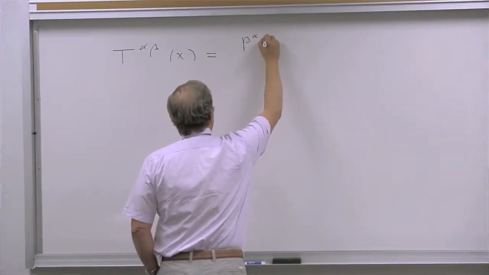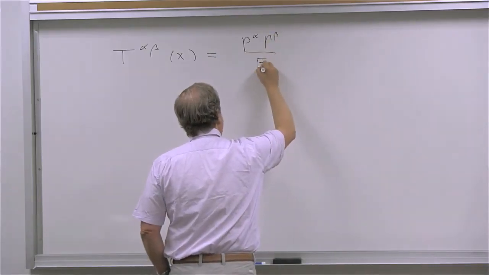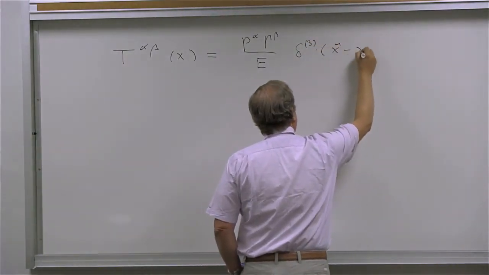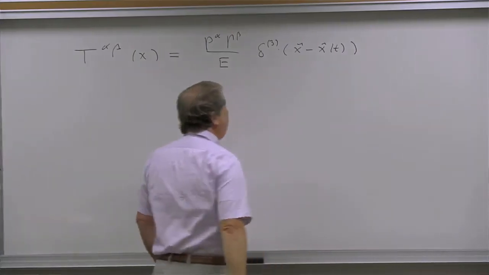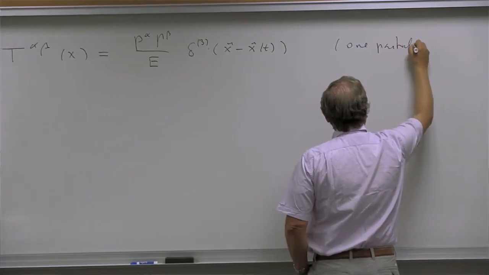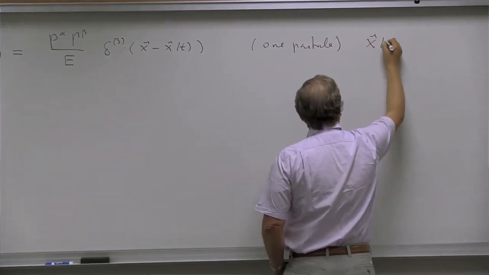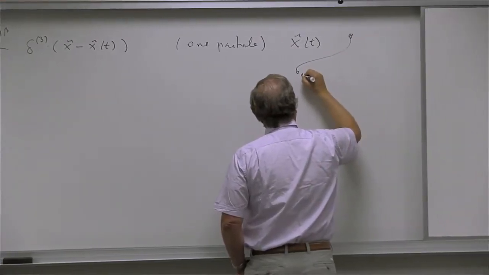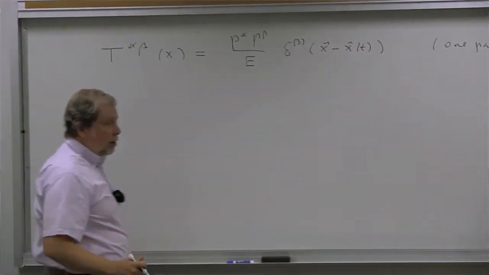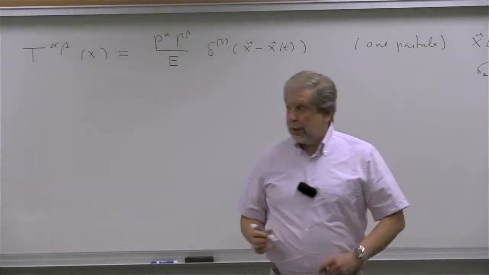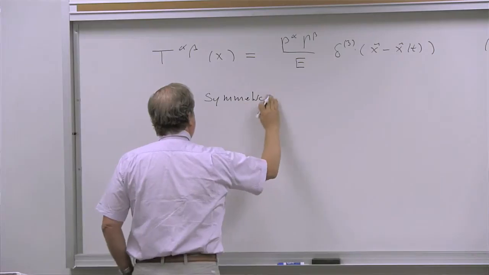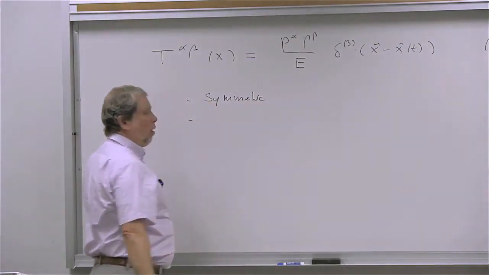And for a single particle, this was P alpha, P beta, divided by the energy times delta 3 of x minus x of t, right? And so this is one particle, right? And so one particle is described by a trajectory x of t, which maybe goes from point A to point B, right? And so on the basis of this simple expression, we were able to find out that it is symmetric. Right? It is a symmetric object.